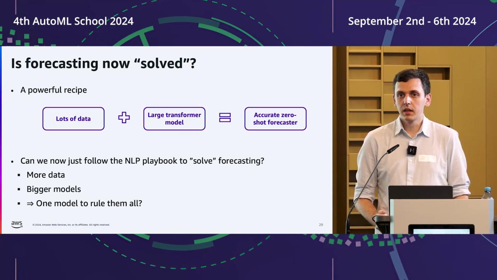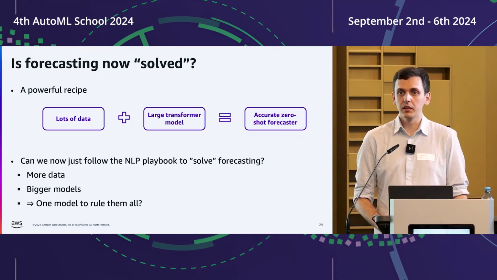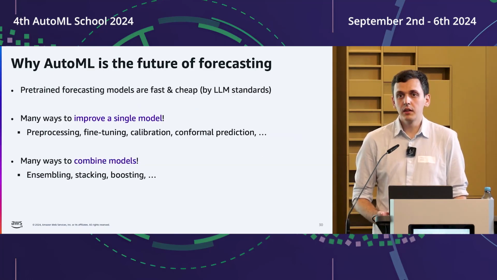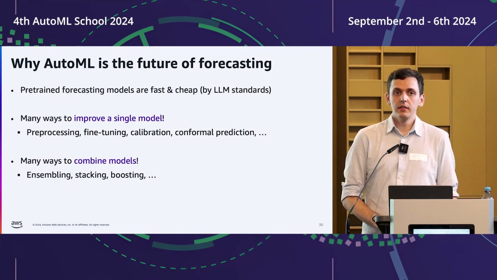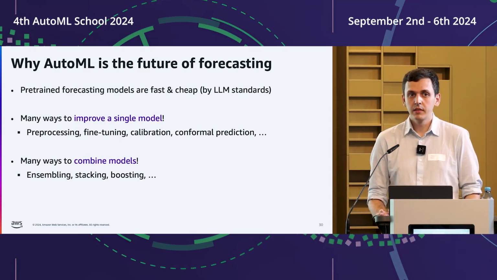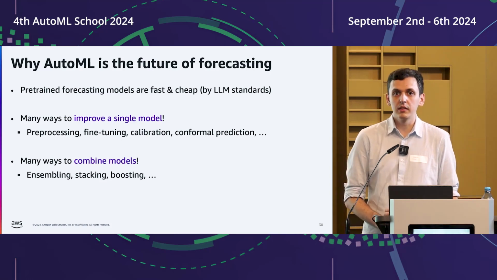But I don't think that this will completely solve time series forecasting, where in the future there will be like GPT-4 for time series that everybody uses. I think it's going to be very different. And I think that AutoML has a very important role to play in this future of time series forecasting and the pre-trained models. The main reason why I'm convinced that this is the case is the fact that these pre-trained models for time series forecasting are actually tiny by LLM standards.